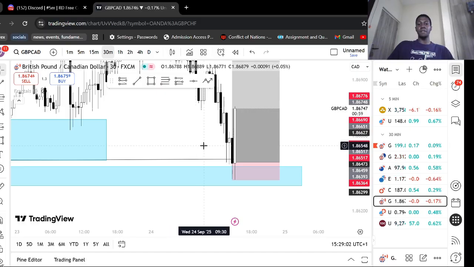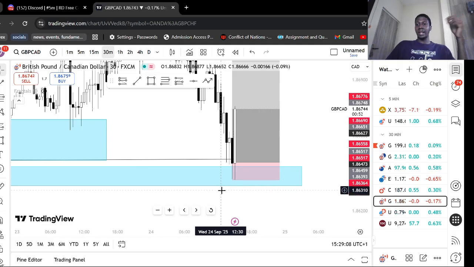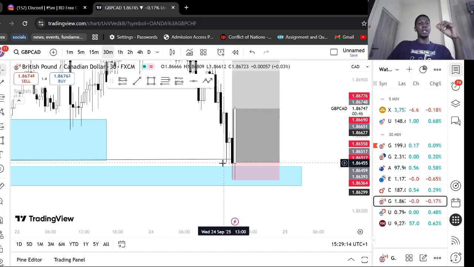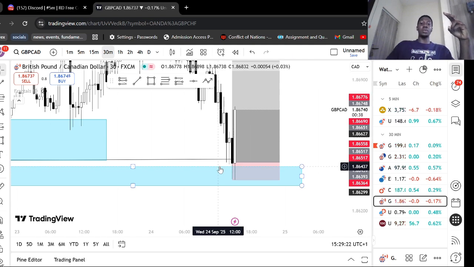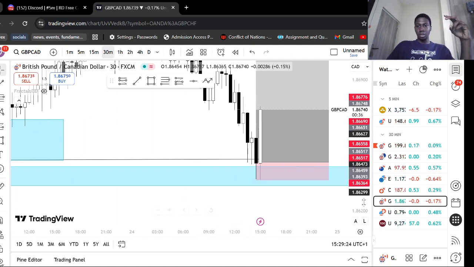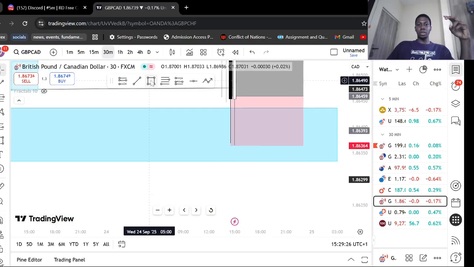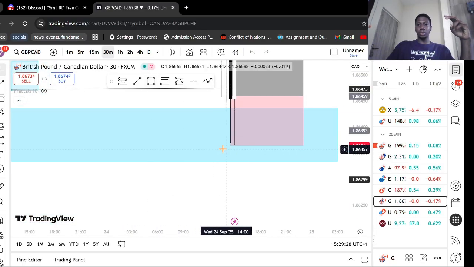If price rejects beyond the first candle that rejected the zone, I don't know if you get what I mean, then I can enter as soon as price turns bullish. I don't need to wait for a bullish close. Price tapped it the first time, then the second time it's tapping, the wick goes beyond the first wick. As you can see here, this bullish wick went beyond this wick right here.